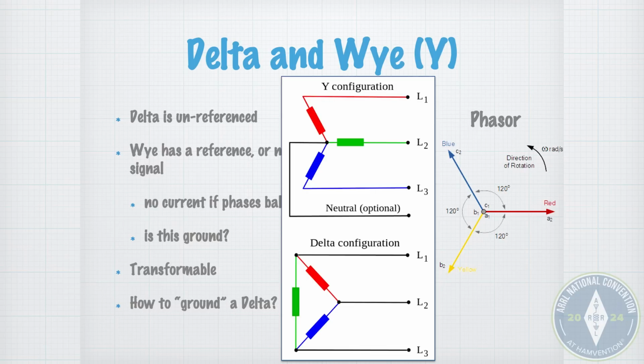So back to our 3-phase idea. Now, some of you have maybe heard of delta configurations and Y configurations. If we think about the Y configuration for a minute, we have these 3 phases, and then we have this neutral. And you could kind of call the neutral a reference of some kind, right?